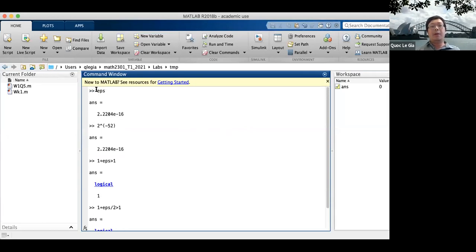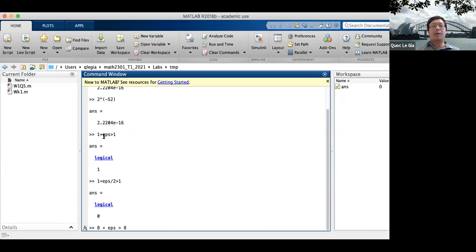When you type in eps, you get 2.2 times 10 to the minus 16, which is the same as 2 to the minus 52. So 1 plus epsilon bigger than 1, you just type it in, you get 1, because 1 plus epsilon is exactly the number right after 1 in the machine. And 1 plus epsilon over 2, epsilon over 2 is too small, so it got rounded back to 0. So 1 plus epsilon over 2 is just like 1, and 1 cannot be bigger than 1.